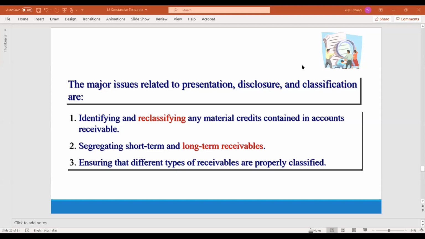The other thing you want to notice in the presentation disclosure check is the classification of accounts. Sometimes short-term receivables could be recorded as long-term receivables, or long-term receivables could be recorded as short-term receivables. And the details of short-term or long-term would also indicate the changes of the risk in this company. So you should also clearly identify which part is short-term, which part is long-term.